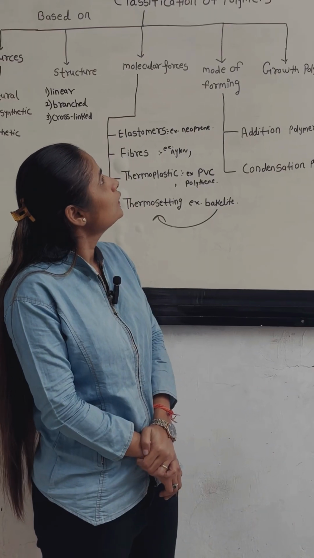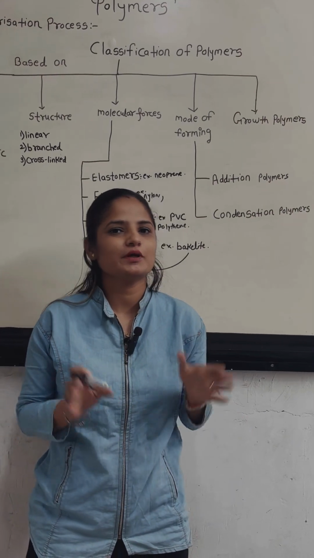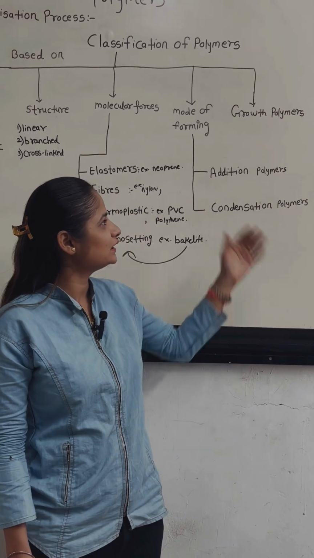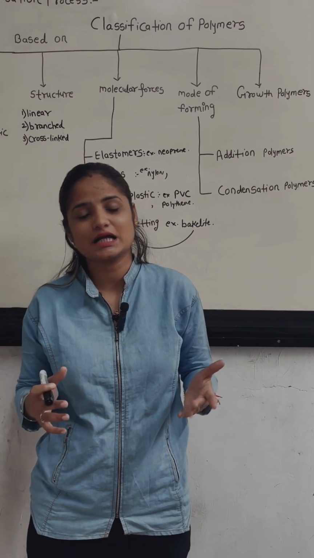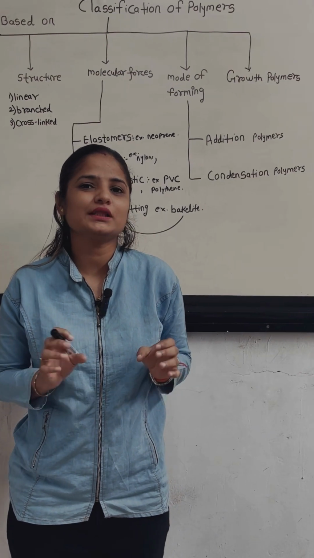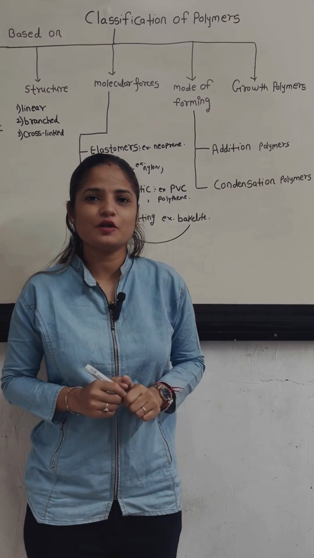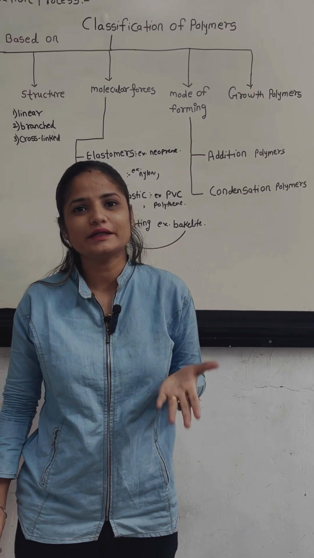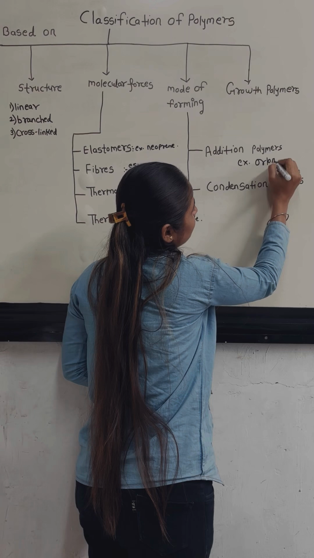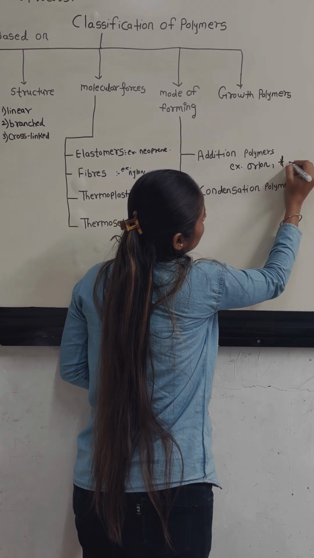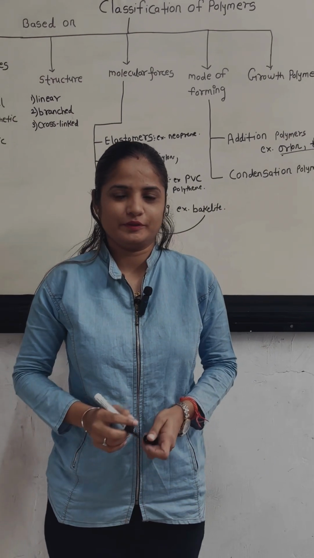The next classification is based on the mode of forming, which includes addition polymers and condensation polymers. As the name suggests, addition polymers are formed from a large number of monomers like alkenes and alkynes by chain growth polymerization. Examples of addition polymers are Orlon and Teflon.